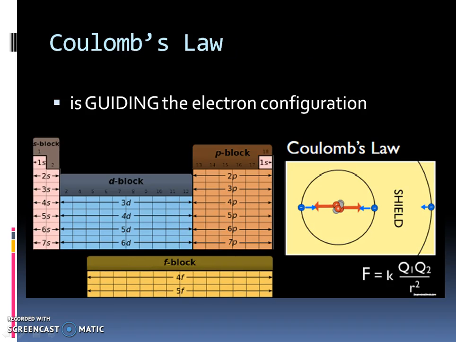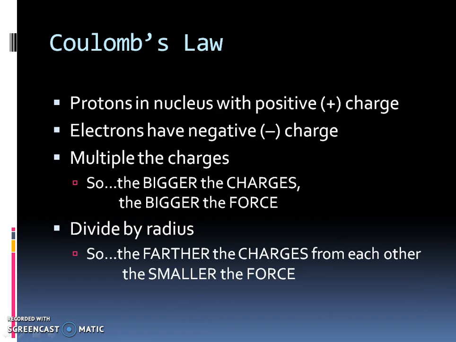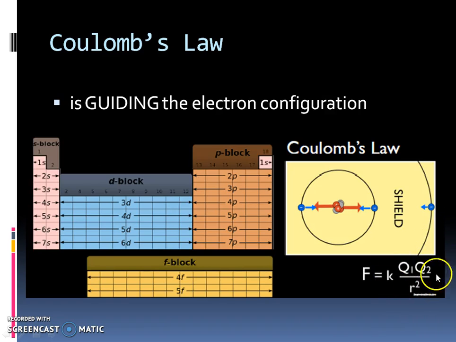So he talked again about Coulomb's law, and Coulomb's law guides us to that electron configuration. Again, because he talked about the protons in the nucleus, he talked about the electrons, he talked about shielding, and he talked about this equation. So he talked about how Coulomb's law, you talk about those protons that have a positive charge in the nucleus and the electrons that have a negative charge on the outside. So you multiply those charges. Again, going back to this equation, you're going to multiply those two charges.